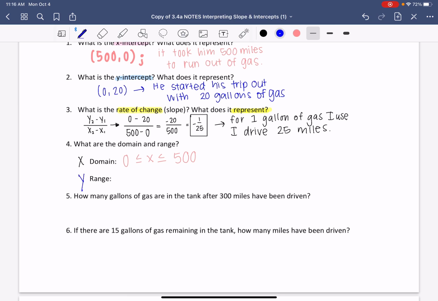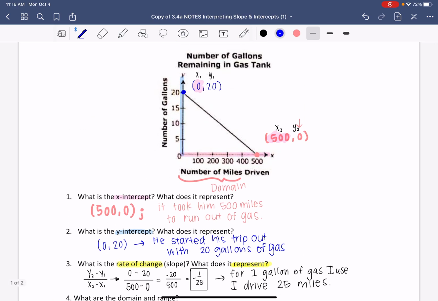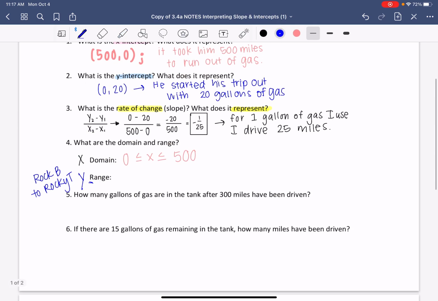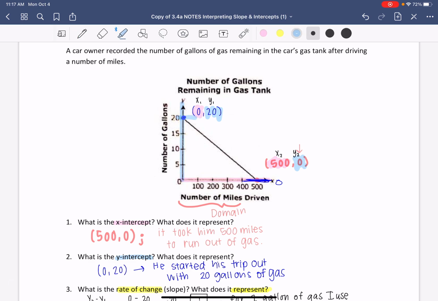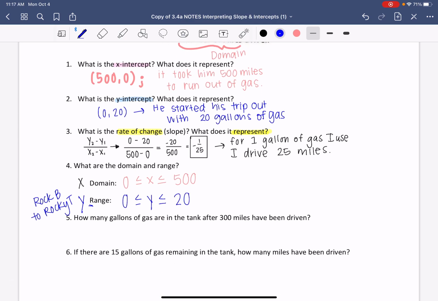Range is your y's. So range, I like, because range starts with R, it's your rock bottom to the rocky tops. So I'm looking from bottom to top. The lowest my graph goes is at 0, if I'm looking at my y values, so 0 will go first. Inequalities will always face the same way. Y goes in the middle because it's range. And then my rocky tops, so 20, which is also my second y value. So there is my domain and range.